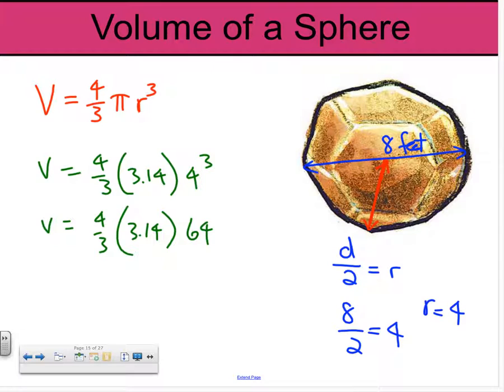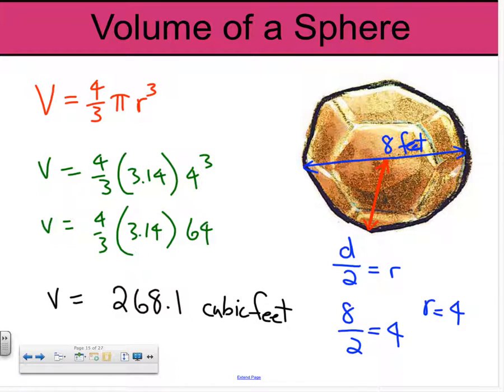And if you multiply those 3 numbers together, you come up with a volume of 268.1. And remember, we're working with feet, so it's feet cubed. You can write cubic feet if you want. There's many ways that you can write that.